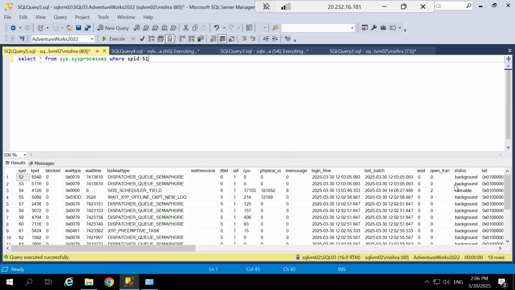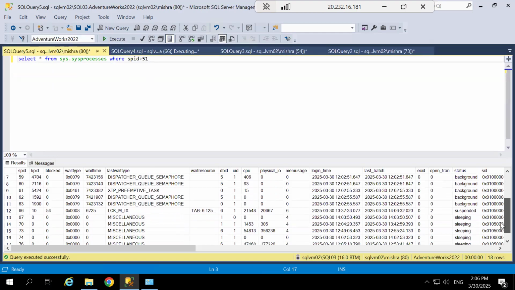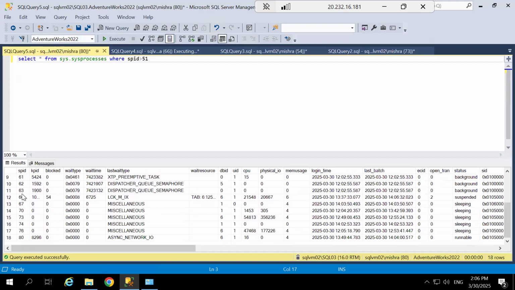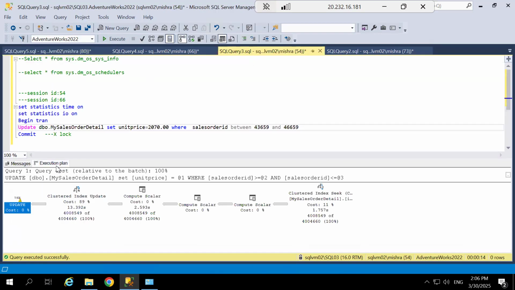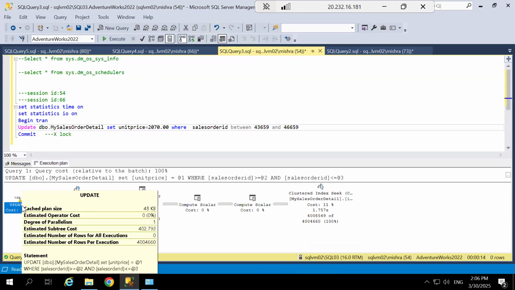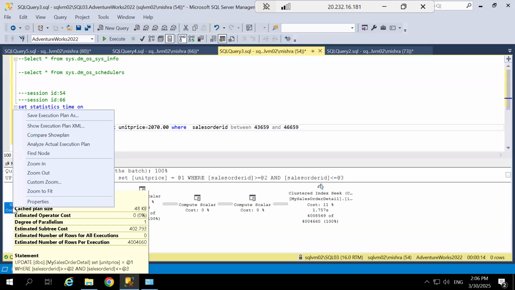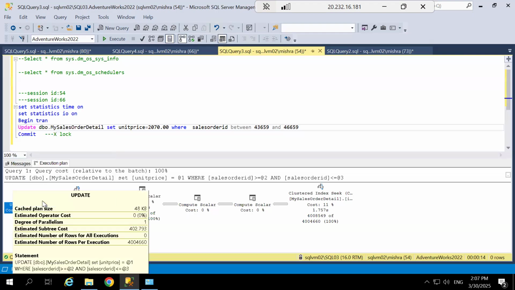54 is in runnable state. 66 should be in suspended state. That's fine. Now coming back to its execution plan, let's come to the last operator and go to its properties.